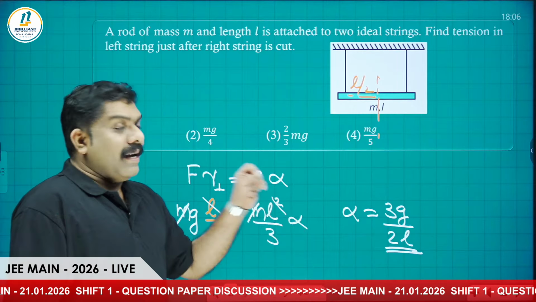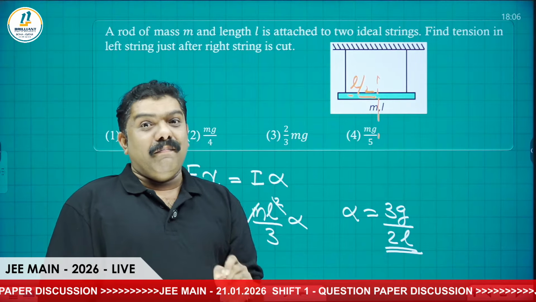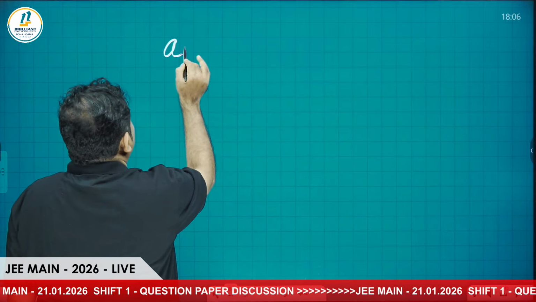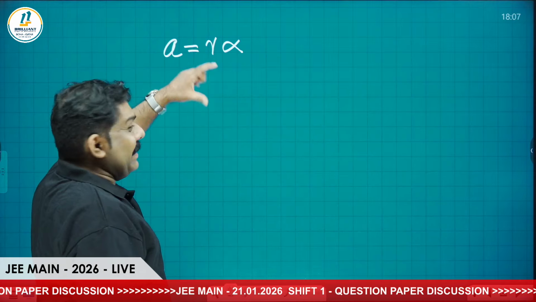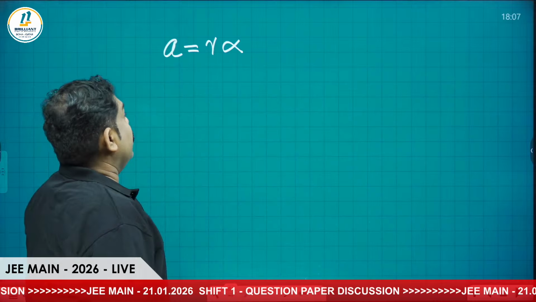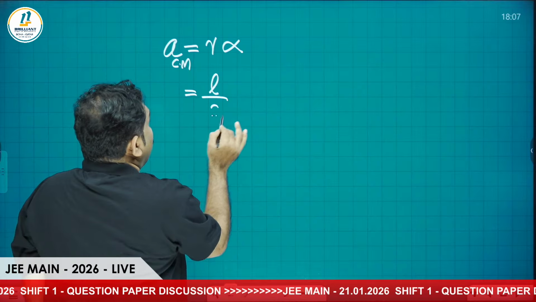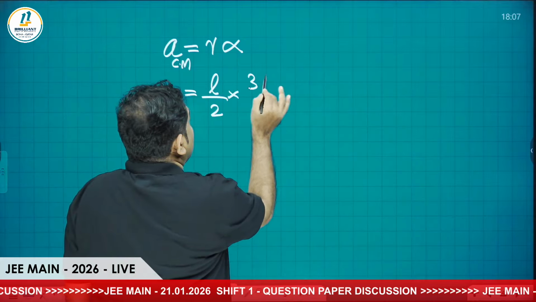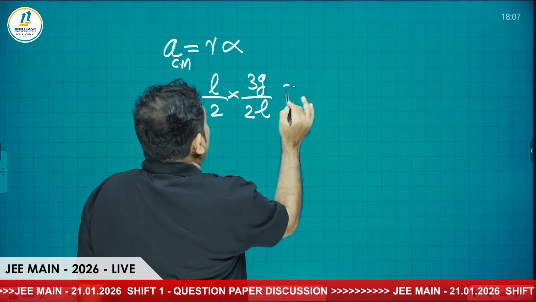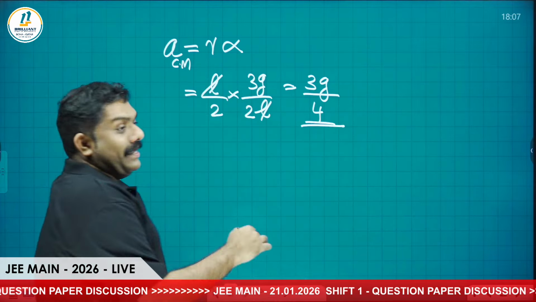Then, considering this alpha, we can calculate the acceleration of the center of mass. There is a relation between alpha and R: a is equal to R alpha, where R is the perpendicular distance and alpha is angular acceleration. So this is the acceleration of the center of mass. L by 2 into alpha, and we already have 3g by 2L, so 3g divided by 12... L and L cancel. So 3g by 4 is a_CM.